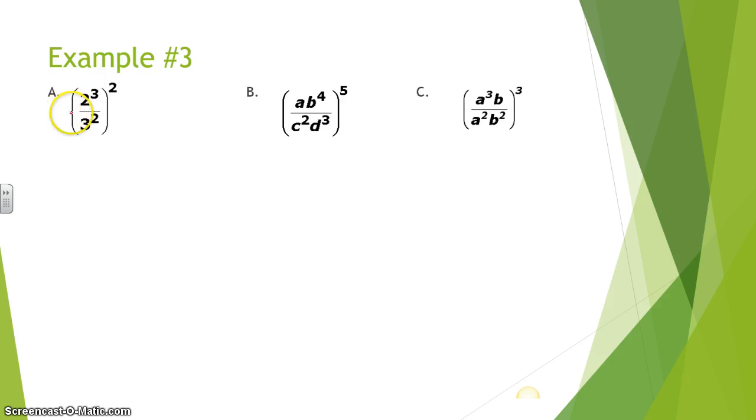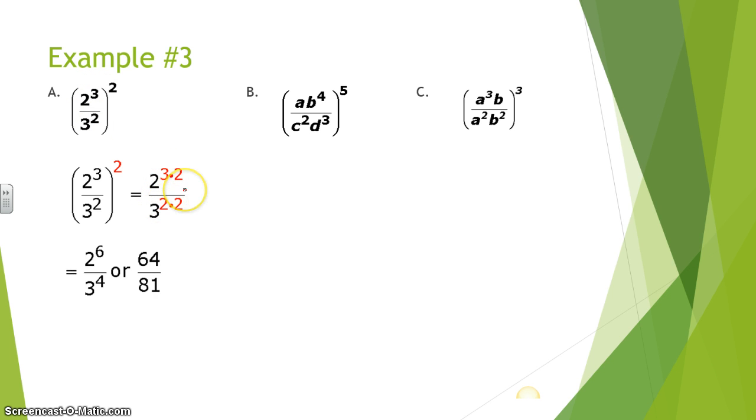Let's do some examples of this here. Here we have 2 to the third raised to the second power over 3 to the second raised to the second power. Notice how we have these two exponents. Remember, with these exponents we multiply. So this is going to be 2 to the 6th over 3 to the 4th. Let me show you this. Notice how we multiply the numerator exponents, 3 times 2, and the denominator exponents, 2 times 2. So we have 2 to the 6th over 3 to the 4th, which simplifies to 64 over 81.